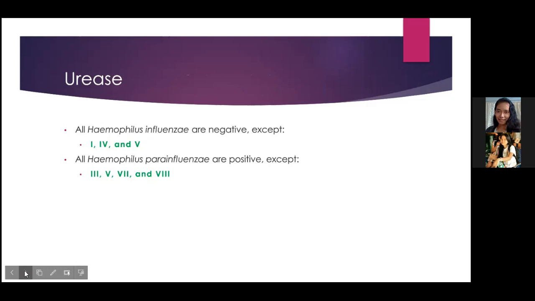For the urease test, all Haemophilus influenzae are negative except biotypes 1, 4, and 5. All Haemophilus parainfluenzae are positive except biotypes 3, 5, 7, and 8.